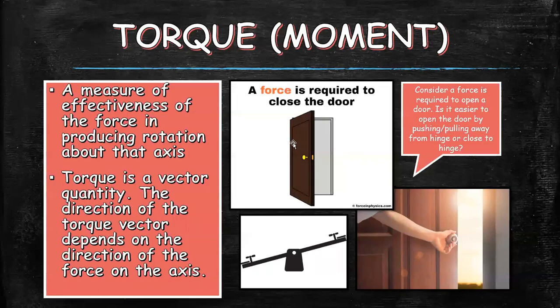Okay, so next, let us define clearly what torque is. It is a measure of the effectiveness of the force in producing rotation about that axis. Torque is a vector quantity. The direction of the torque vector depends on the direction of the force on the axis. So a force is required to close and open the door.